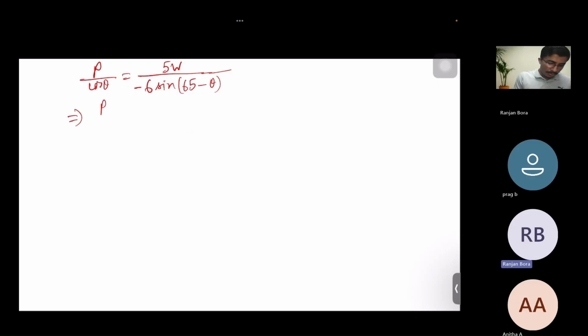So we need to use one formula from trigonometry, which is the sin A minus B formula. Sin A cos B minus cos 65 into sin theta.